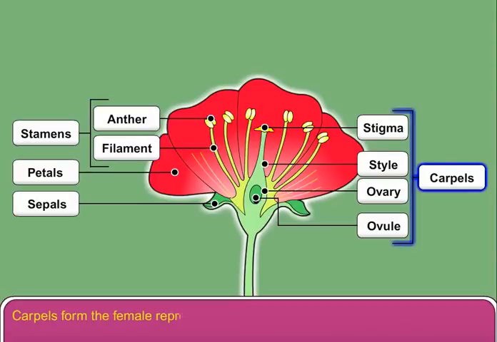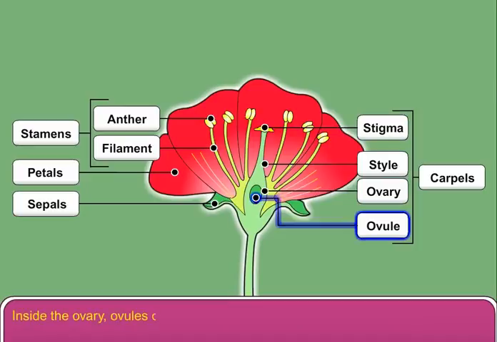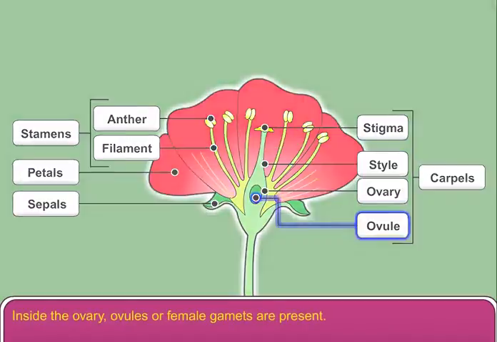Carpels form the female reproductive part of the flower. Carpel has got a cup-like structure at the base called ovary. From the ovary, a long style arises and this style ends in a stigma at the top. Inside the ovary, ovules or female gametes are present.